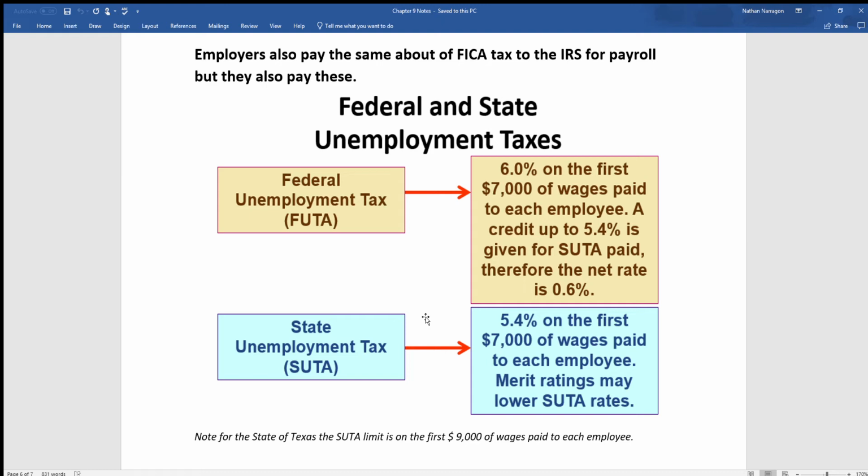Now, this graphic actually says 5.4% of the first $7,000 of wages paid to each employee. That is basically the first $7,000. That's some states. Here in the state of Texas, they actually do the 5.4% on the first $9,000. So employers are actually paying more, but that means as an employee, you actually get more unemployment under the state rules. And that basically is designed to help y'all out just a little bit more.